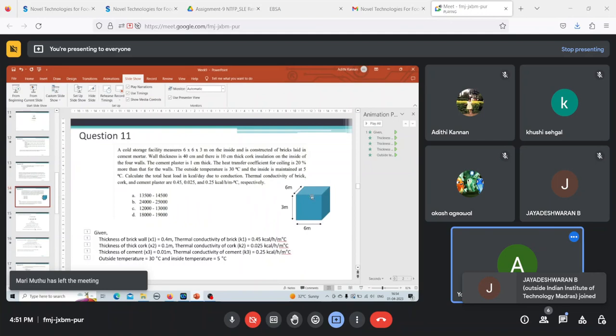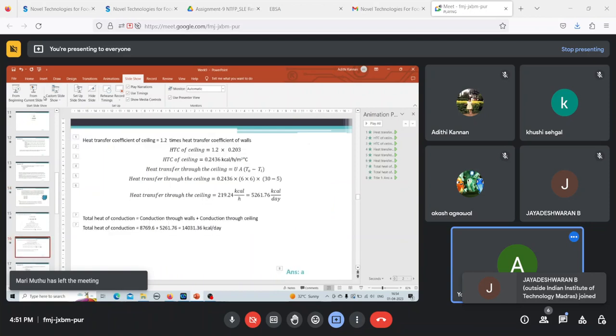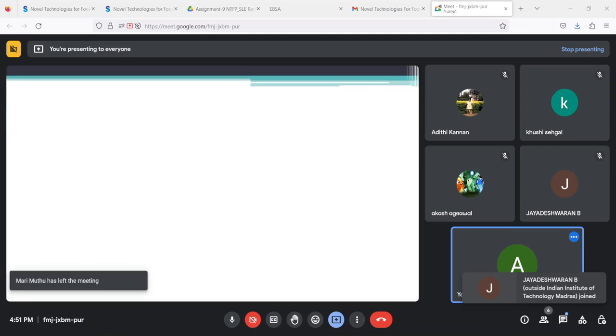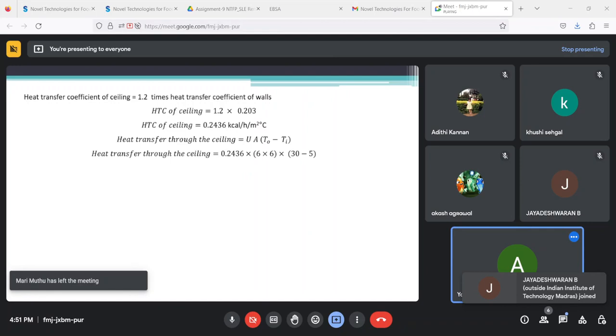So this is the structure of the room. So the ceiling area is 6 into 6. So that is what we are doing here. 0.2436 into 6 into 6, which is your area, into 30 minus 5, which is your outside temperature minus inside temperature. So the heat transfer through the ceiling alone can be simplified and it is given as 219.24 kilocal per hour, which when you convert it into day, that is you multiply it by 24, you get 5261.76 kilocal per day. Hope this is clear.